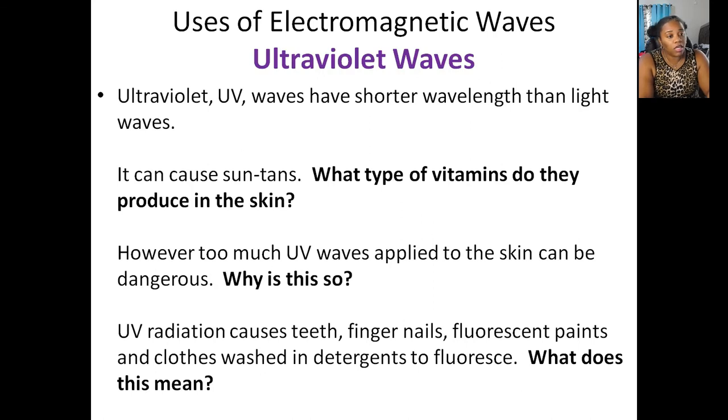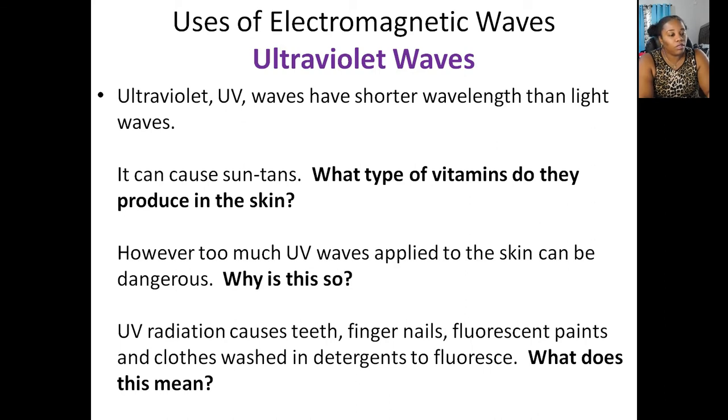Ultraviolet light or ultraviolet waves have shorter wavelength than light waves. It can cause suntans. What types of vitamins do they produce in the skin? Exactly, D. However, too much UV waves applied to the skin can be dangerous. Right? Too much of it can cause skin cancer.